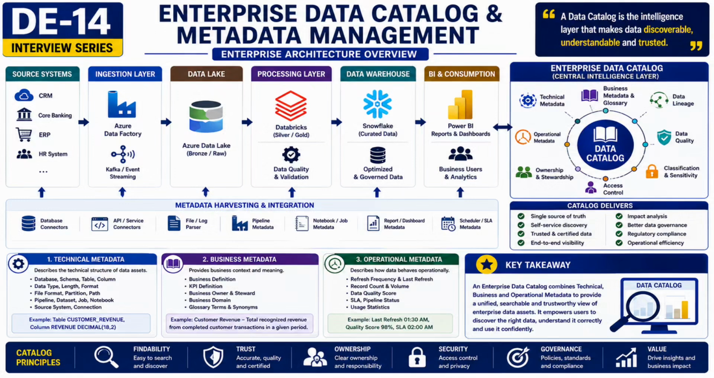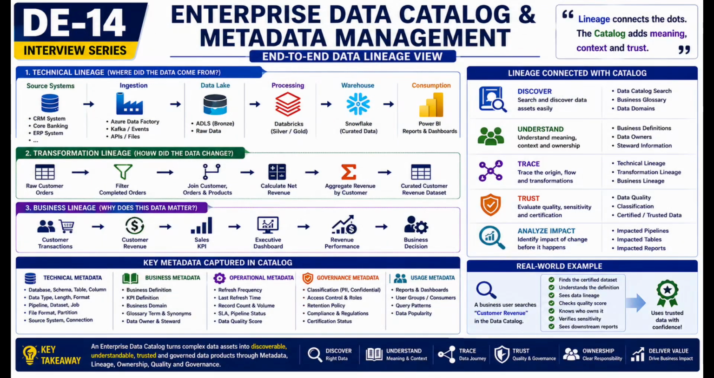Now let's look at lineage, because this is where our 13th and 14th questions connect. There are three important perspectives. Technical lineage, I already mentioned in the 13th question. Technical lineage answers where did this data come from. For example, CRM to ADF pipeline, then ADLS bronze, then Databricks silver, then Databricks gold, then Snowflake, then Power BI.